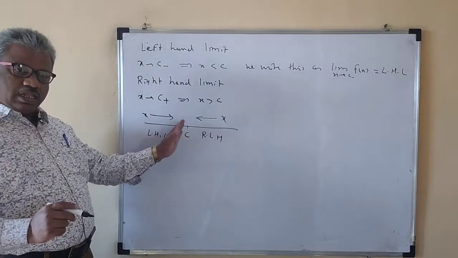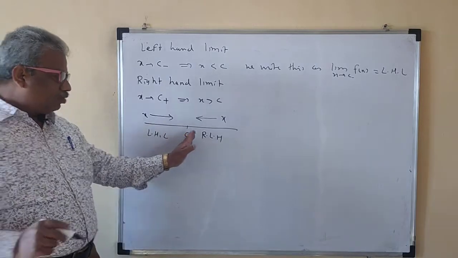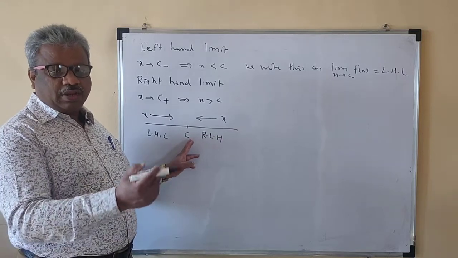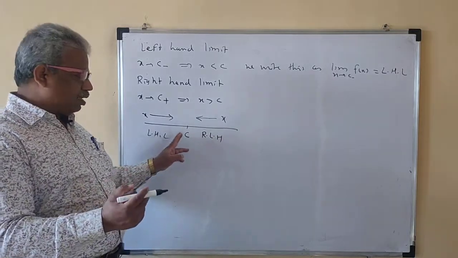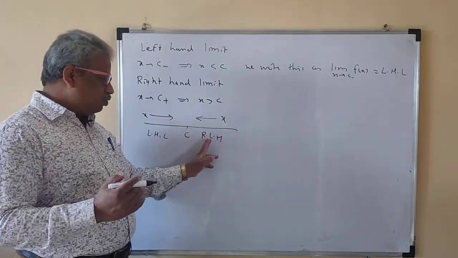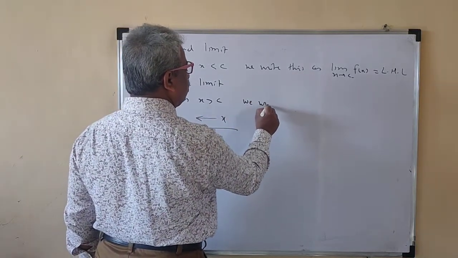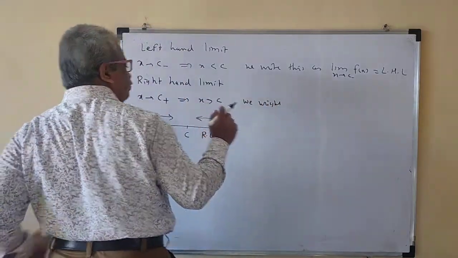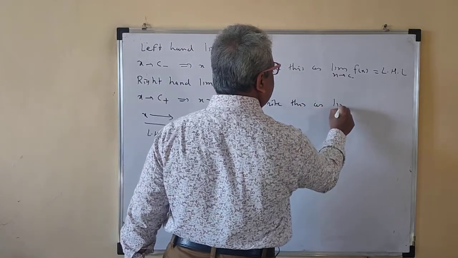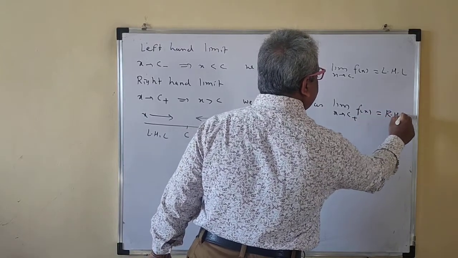See here, all x are to the left of c, so all x are less than c. Where is the x here? x is on the right hand side of c, and you know that the number on the right hand side is the bigger number. So all the x are greater than c. So this is the right hand limit. We write this as the limit as x tends to c plus of f of x. That is the right hand limit.